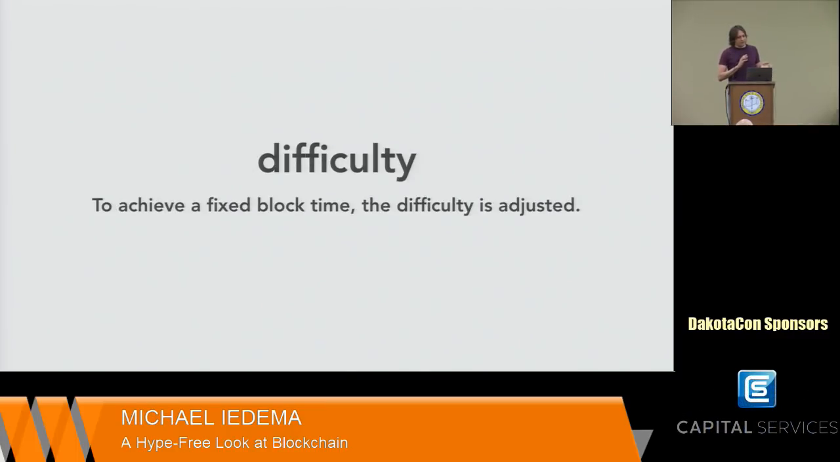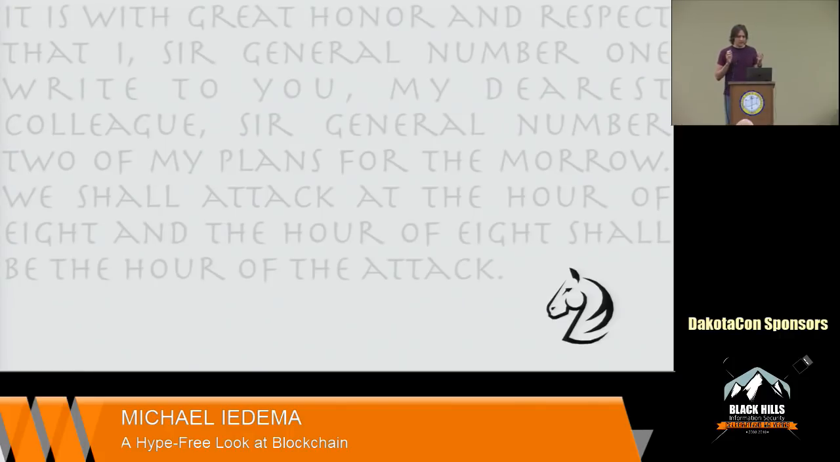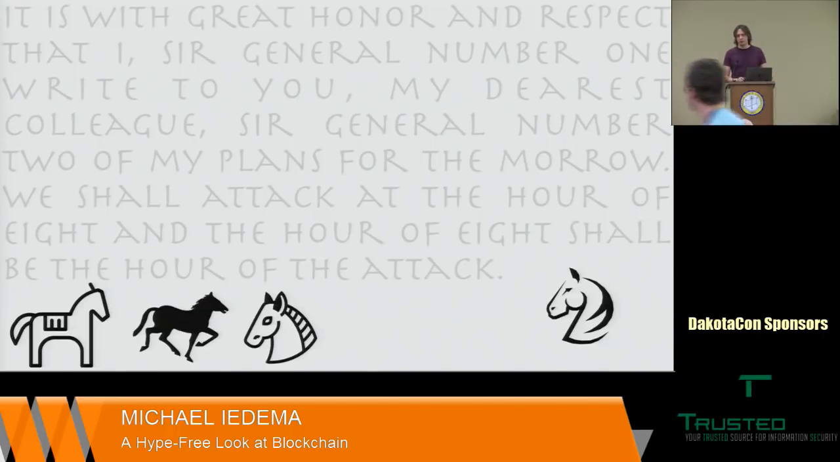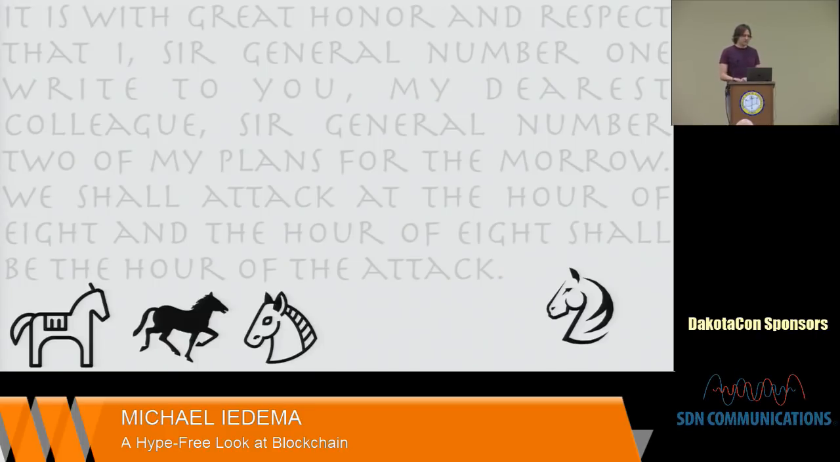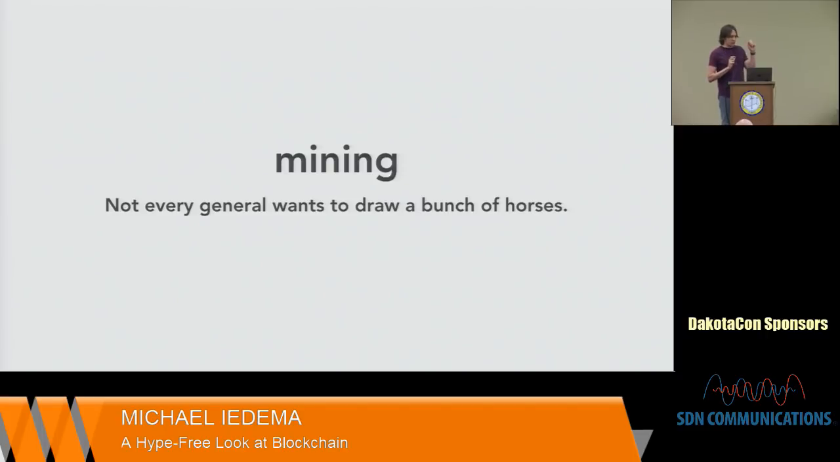Difficulty: we're trying to create a fixed amount of time. Some people are better at drawing than others, so maybe they can draw really quick. So then you don't say, well, draw a picture of a horse. Maybe you have a whole fleet of generals and they're really good at drawing pictures. So you say, well, draw 4 horses. It slows them down so that they still take 5 minutes to create their messages. So, enough about drawing horses.